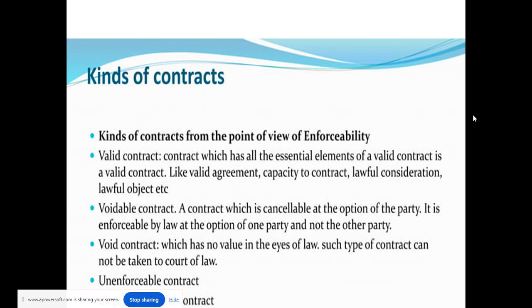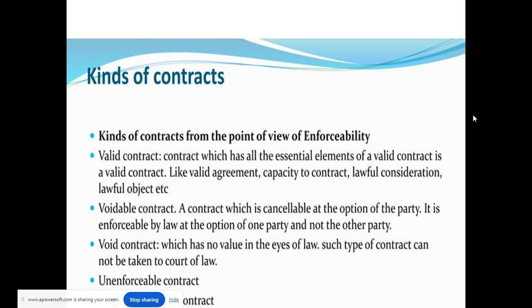So what are the kinds of contract? I have told you that a contract is basically related to three major categories: validity, formation, and performance. Under these considerations, there are different types: the valid contract, voidable contract, void contract, and the unenforceable contract. And some are illegal contracts also.